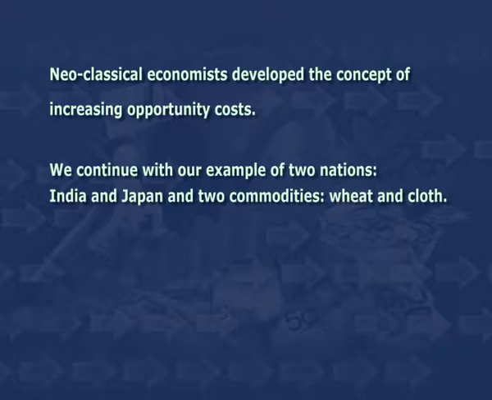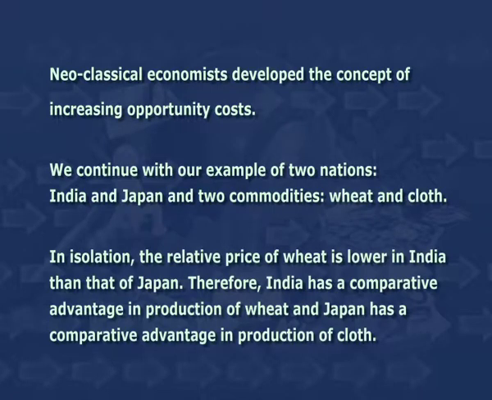We will continue with our example of two nations, India and Japan, and two commodities, wheat and cloth. In isolation, the relative price of wheat is lower in India than in Japan. Therefore, India has a comparative advantage in the production of wheat and Japan has a comparative advantage in the production of cloth.